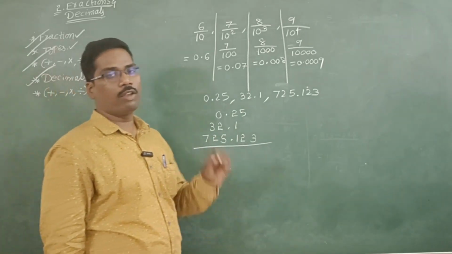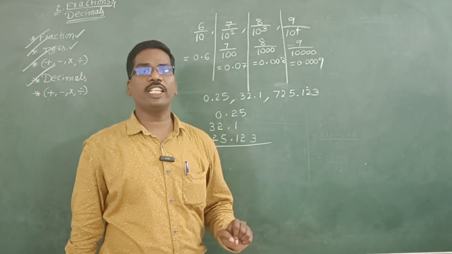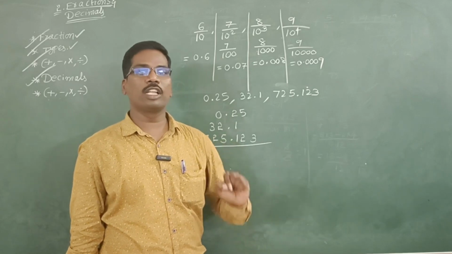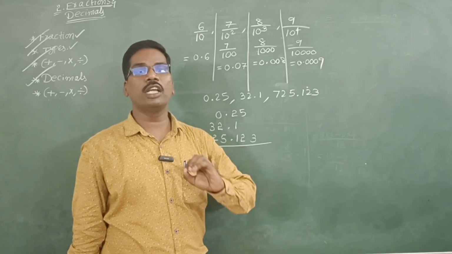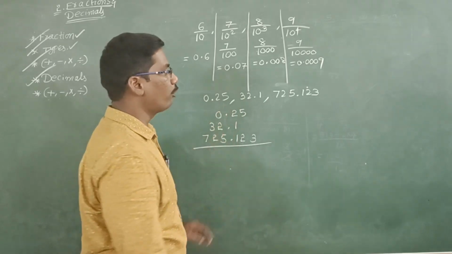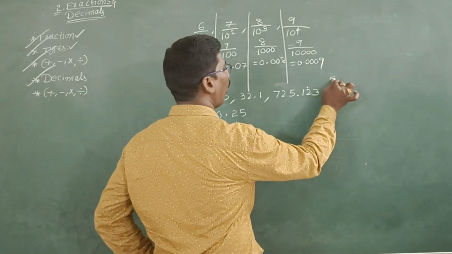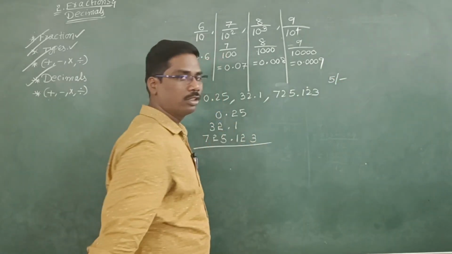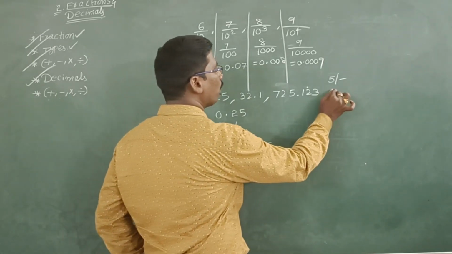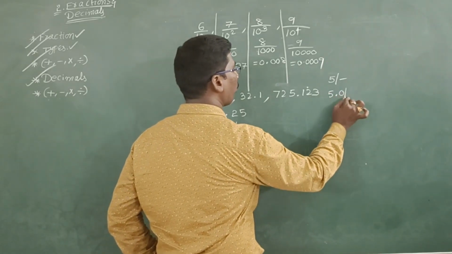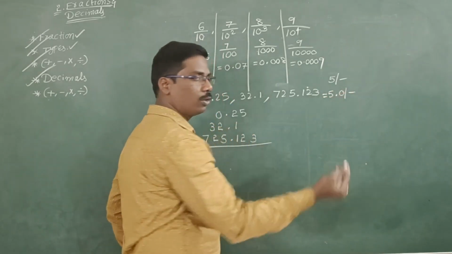Now see here, I will say one thing. After the decimal, as many zeros as you want, that many zeros you can keep. There is no value for 0 after the point. It means I have 5 rupees in my pocket. Same thing, I have 5.0 rupees in my pocket. That is equal to the same only.